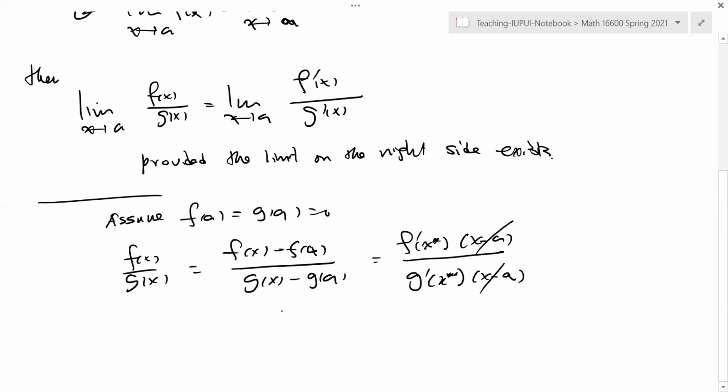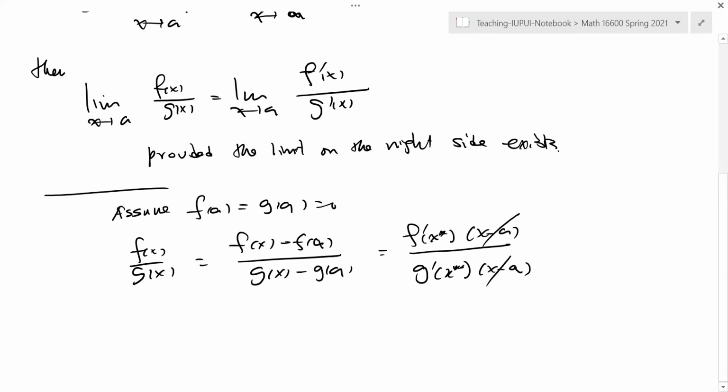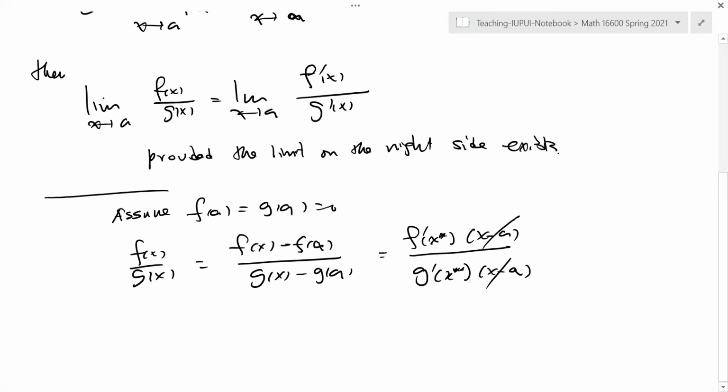So you believe that as x approaches a, you can use the derivatives to find the limit instead of the original function, you see? So that's the idea. Okay, and this is the idea we use to simplify the expressions.